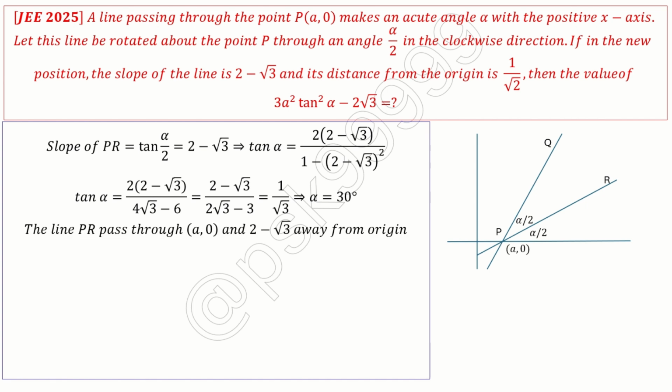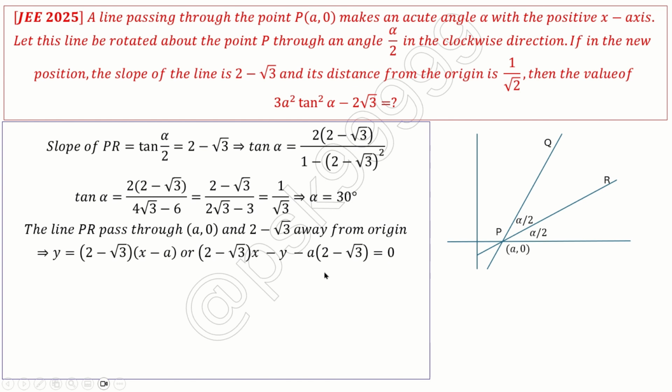If the line PR is passing through a comma 0, and 2 minus root 3 away from the origin, right? So the line which is passing through a comma 0 is nothing but this value. 2 minus root 3 is the slope actually. 2 minus root 3 is not the distance from the origin, it's the slope. So y equal to 2 minus root 3 into x minus a, or 2 minus root 3 times x minus y minus a times 2 minus root 3 equal to 0. This is the equation of PR now.